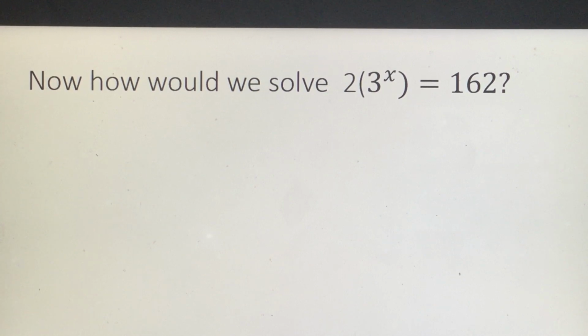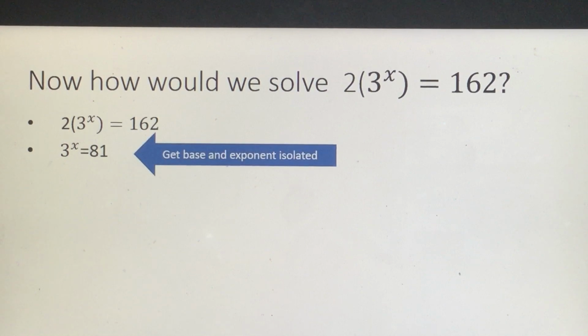Okay, how would you solve 2 times 3 to the x power equals 162? Well, the obvious thing is get rid of the 2. We want to get the base and the exponent by itself. So we've got the base and the exponent isolated.